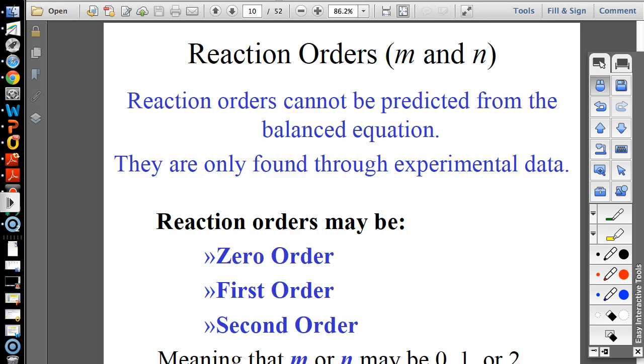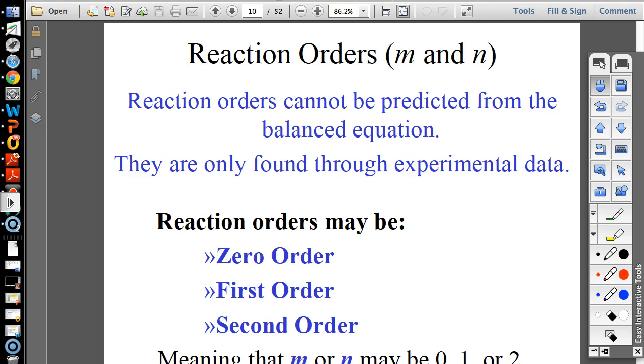So reaction orders. I cannot stress this enough, and I know the notes that I gave you stressed it, and I'm going to say it again. You cannot tell the reaction order from the balanced equation. If it has a coefficient of 1, that does not mean that it is first order. If it has a 2 in front of it, that does not mean second order. You cannot tell this from the balanced equation. You cannot tell the reaction rate from the balanced equation.